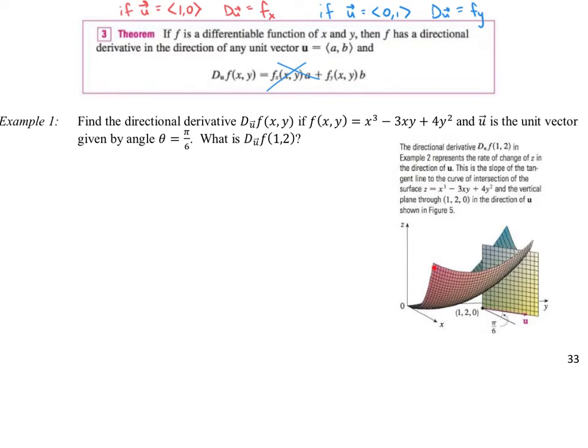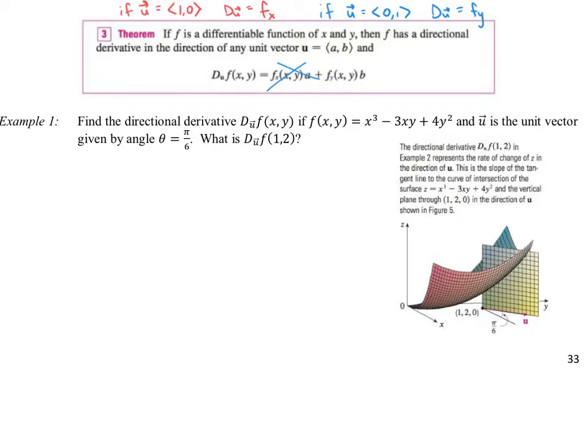Let me show you our first example. You can see we have a surface depicted in our picture over here, and then we have this plane that slices through the surface, and it gives us a direction that we're focused on. That direction is the vector u right here, and it has an angle of pi over 6 from the value parallel to the positive x axis. So we want to know the directional derivative based on the particular surface, where u is the unit vector given by this particular angle, again off of the positive x axis, and it wants us to calculate the derivative at (1, 2).